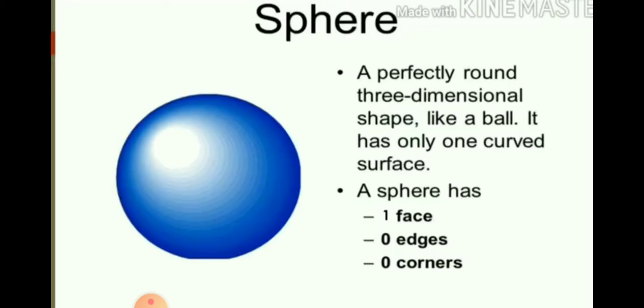Now let us see a sphere, a perfectly round 3-dimensional shape like a ball. It has only one curved surface. A sphere has one face, 0 edges and 0 corners. What are examples of a sphere? You can take the example of a ball, tennis ball, cricket ball, basketball. All these come under a sphere.